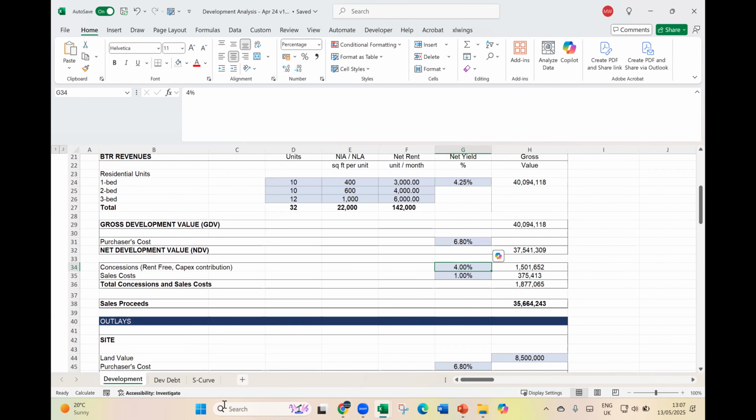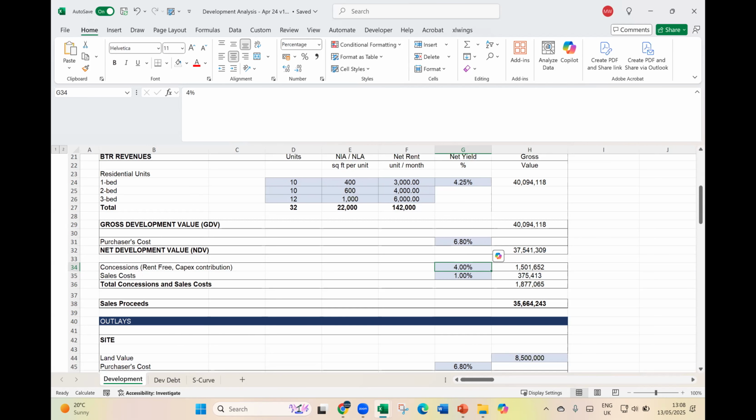So it might be that you're going to assume a rent-free period, or capex contributions, or some sort of concessions here, like discounts to your exit value that you would like to take into consideration.